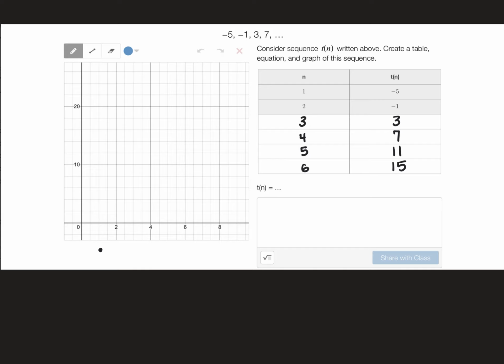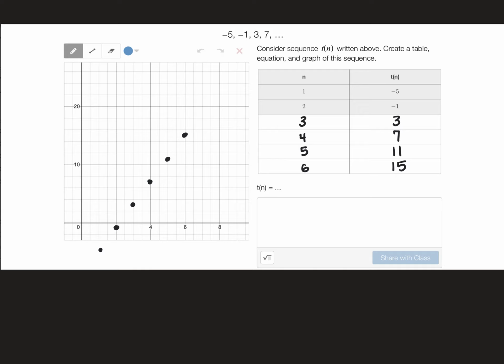Then we have the point 2, -1. And then we have the point 3, 3. And then 4, 7, 5, 11, and then 6, 15. And we can start to see that it looks like it's going to be a line.